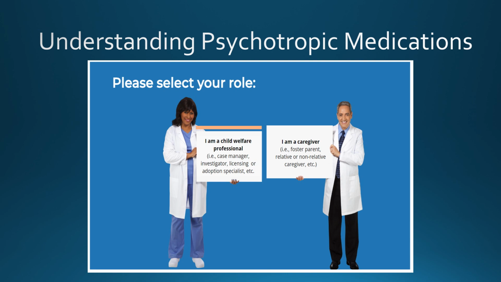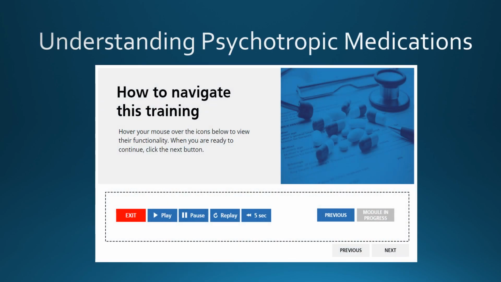Next, you will need to indicate your role in the child welfare system. You will need to select I am a caregiver in order to continue. Lastly, you will be given brief instructions on navigating the Understanding Psychotropic Medications training course. Review these and select Next once you are comfortable and ready to complete the training.